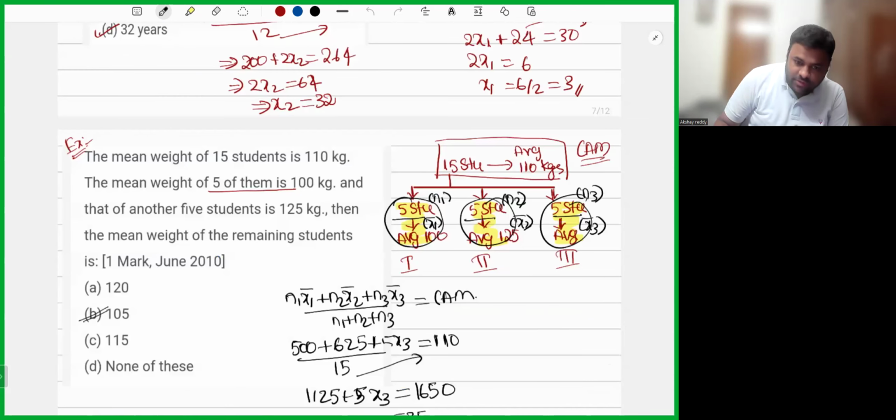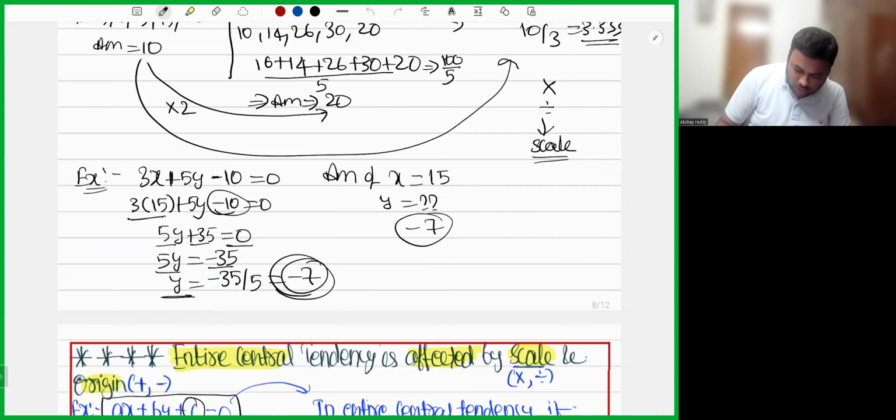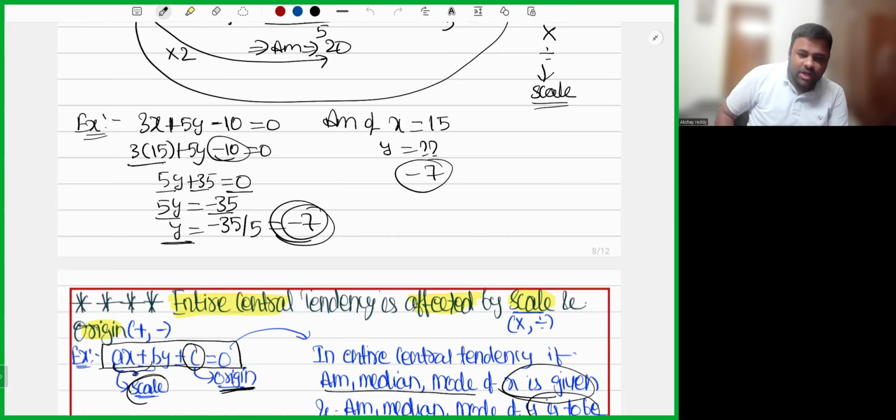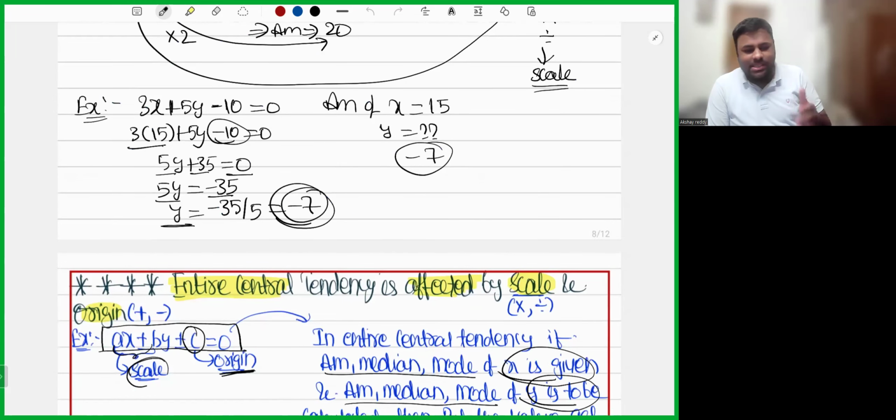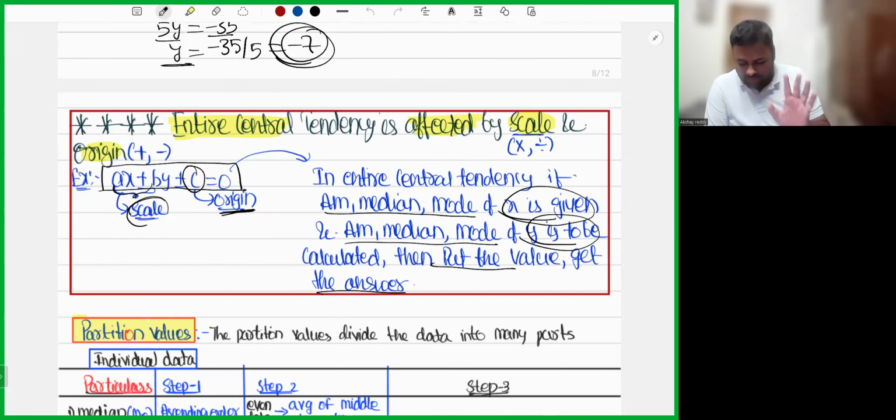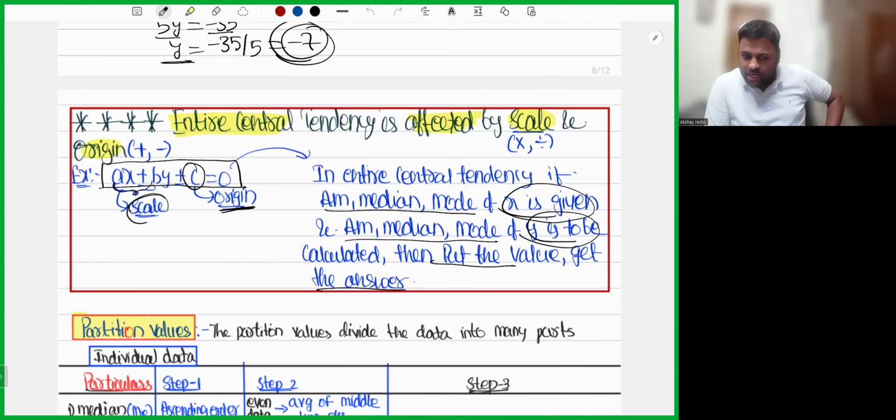Yeah, we have seen the change of scale and change of origin concept as well. I said your entire central tendency is affected by scale and origin. Scale means multiplication, division. Origin means addition or subtraction. This is very important, my dear friends, especially when I do dispersion, correlation, and regression. There you will see how the scale and origin impact our entire data.